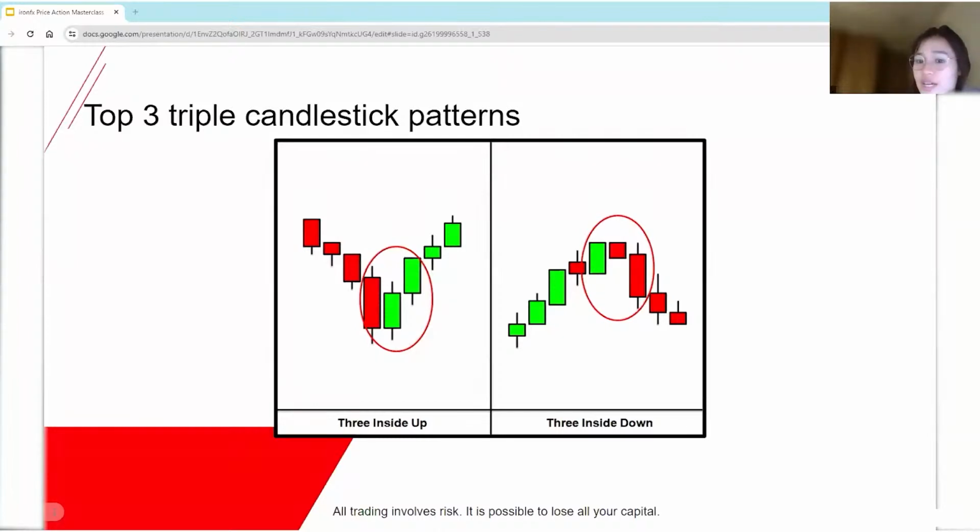So for three inside up, we would see a first candle giving us a long bearish candle, indicating a strong downtrend, and then followed by a smaller bullish candle that is completely contained within the body of that first candlestick. That's why you see it completely within this area here. Third candle would be a long bullish candle that closes above the high of the first. Okay, so that confirms your reversal into an uptrend.